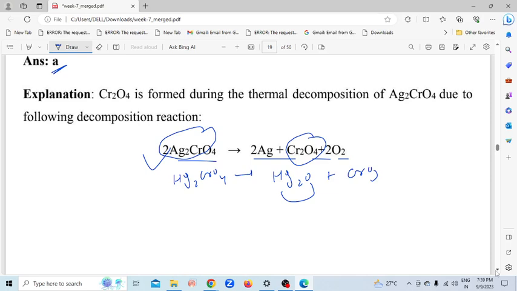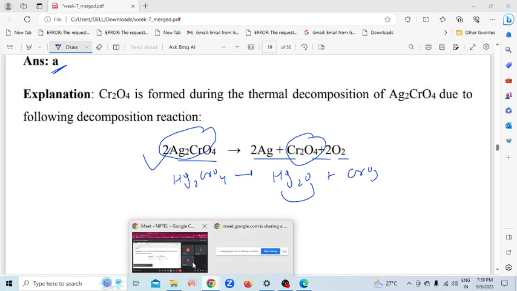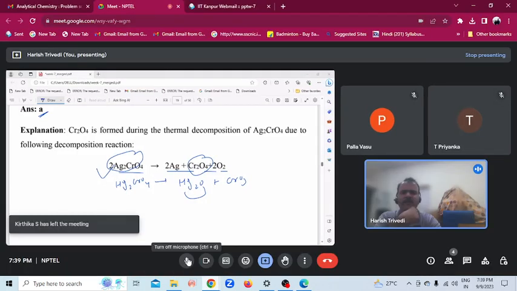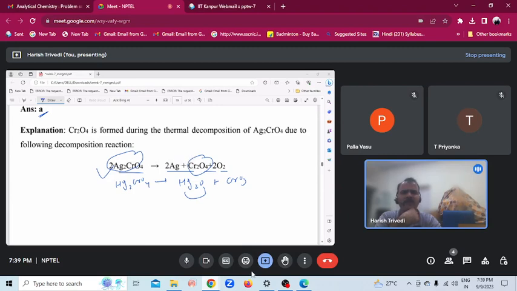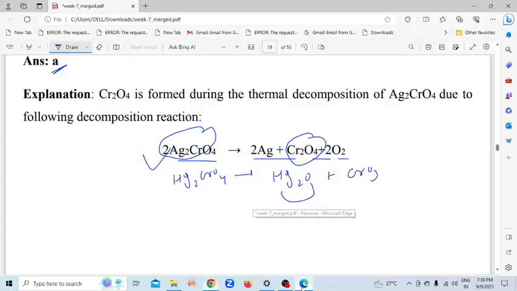Up to here, any doubt? You can ask. If you ask, the class will be more interactive. Pala Vasu, Priyanka, any doubt? Okay.